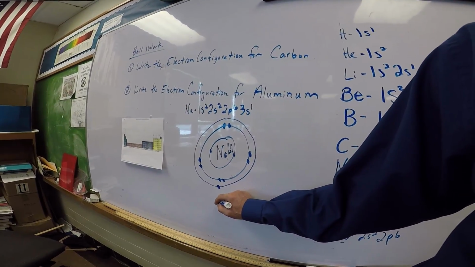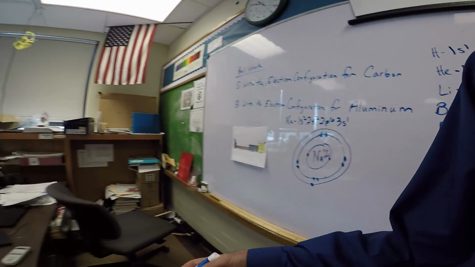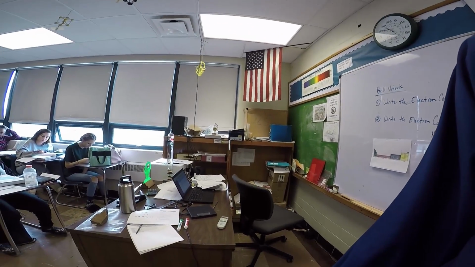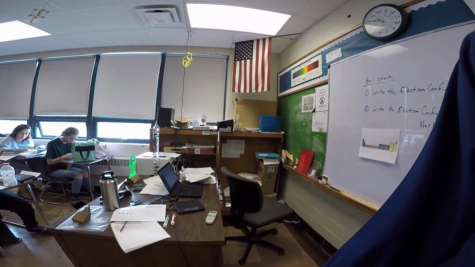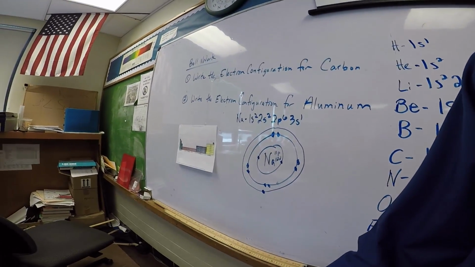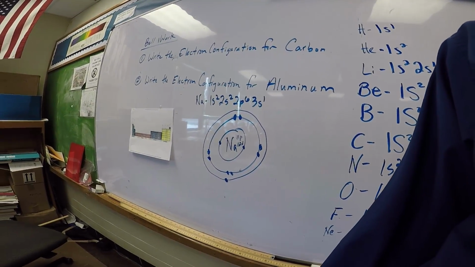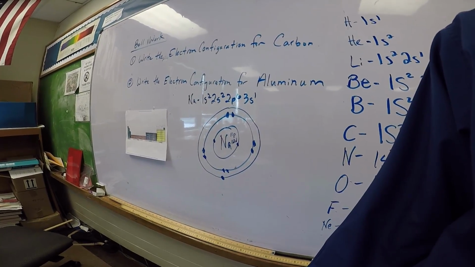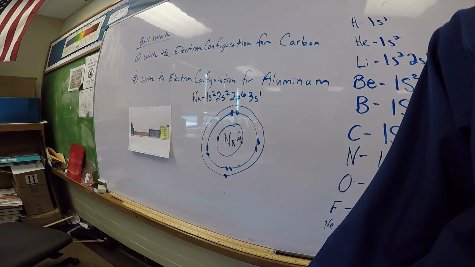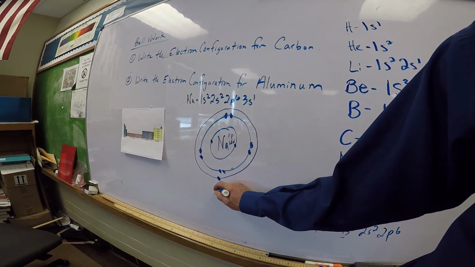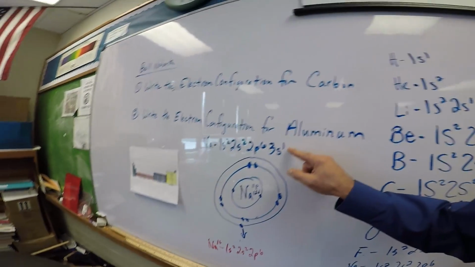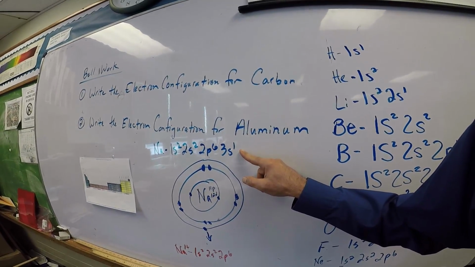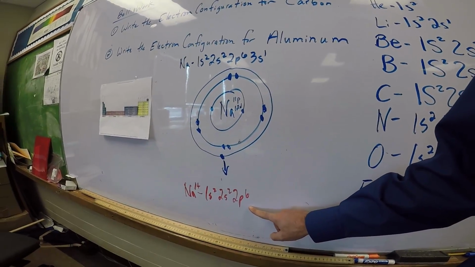Now it has to be in the close environment to an element that wants to take it, has a desire for it. So if you store sodium in oil, it will not react. But if you store sodium in water, it's going to react. It's going to lose this electron. Now when it does that, there's a configuration we can... This is sodium as an element. This is sodium as an ion.